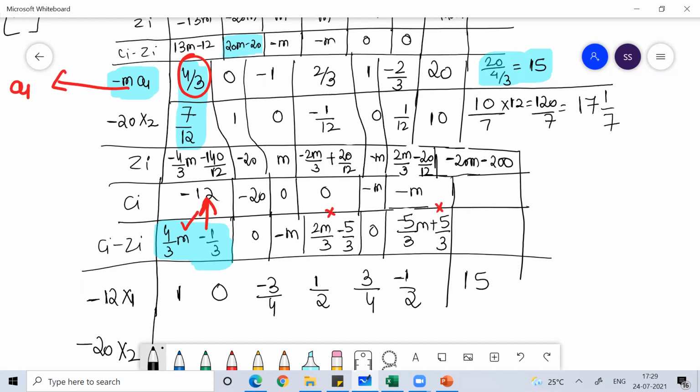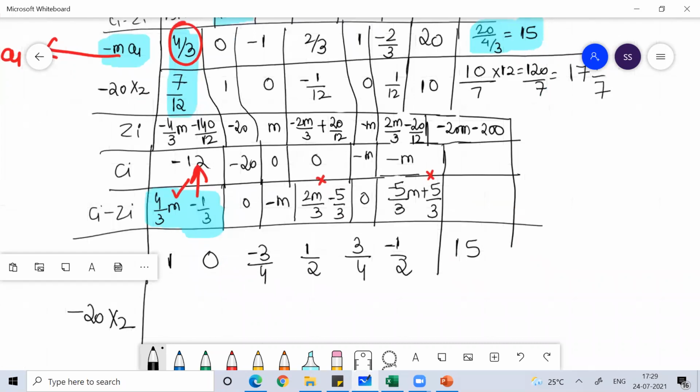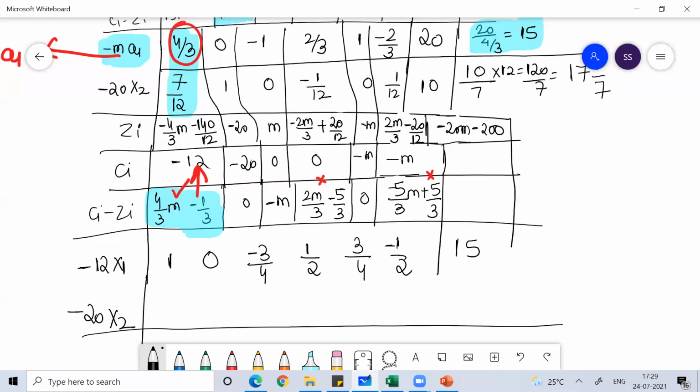Can you find the value of x2? Try by yourself. Put the values of x2. You will get 0, 1, 7 by 16, minus 3 by 8, minus 1 by 16, 3 by 8, and this is 5 by 4.